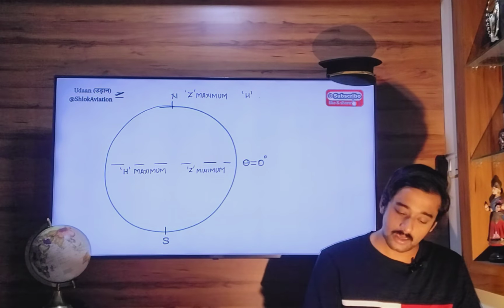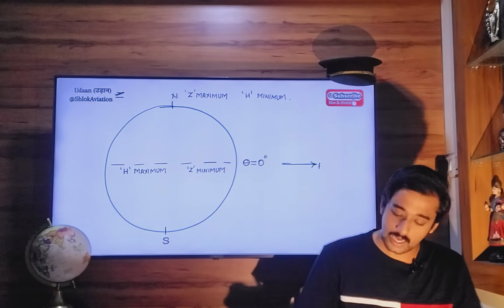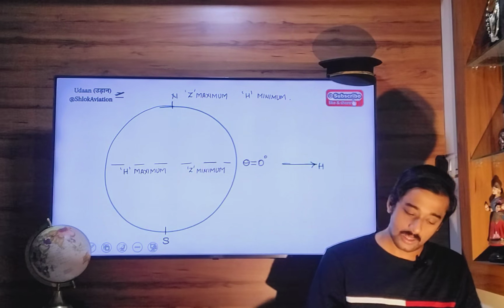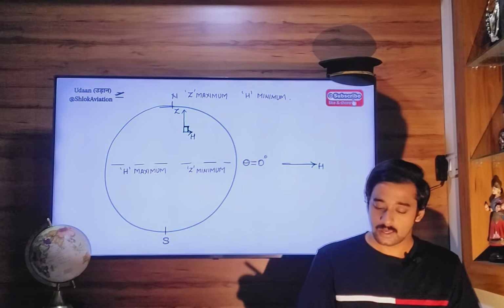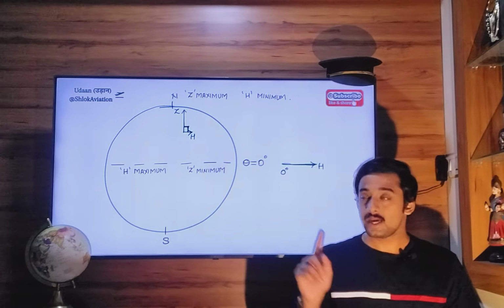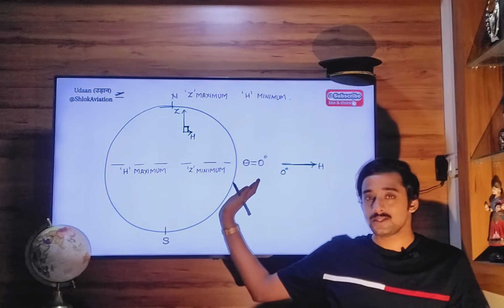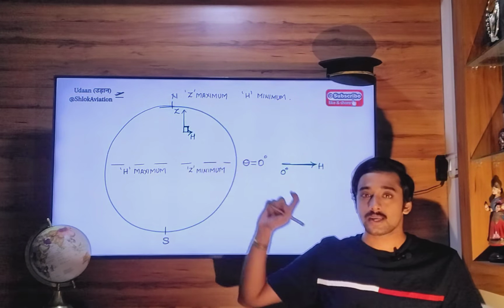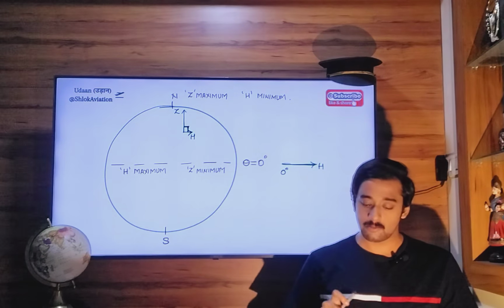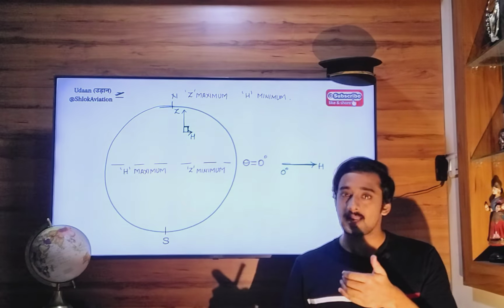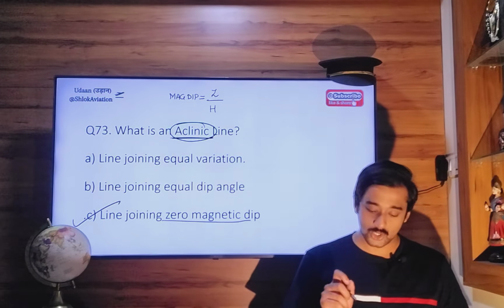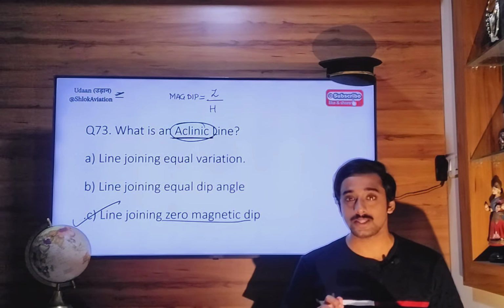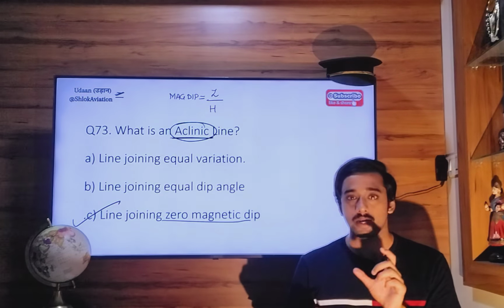At the equator, we just have the horizontal component. We do not have a vertical component. When you go to the North Pole, there will be maximum vertical component and minimum horizontal component. The angle will be 90 degrees. So 0 degrees here, 90 degrees at the poles, and midway, anywhere between the 0 degree equator and the 90 degree pole, the tan theta, the dip angle, will be more than 0 degrees and less than 90 degrees. So an aclinic line is the line that joins points of zero dip angle, 0 degree angle.